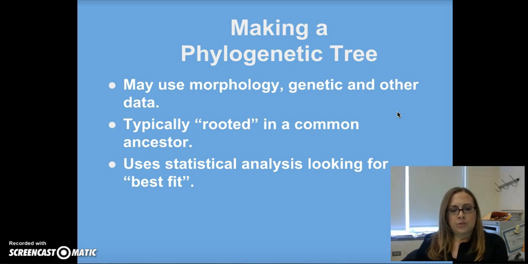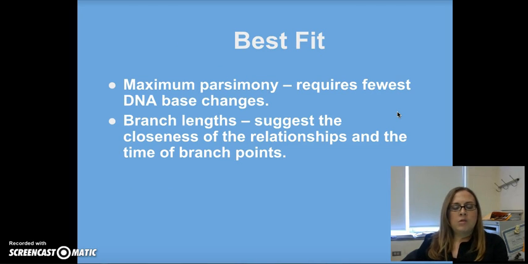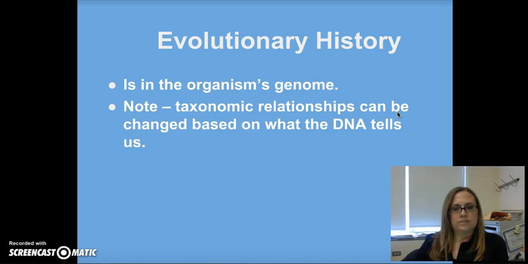We typically like to root them in a common ancestor, and then use statistical analysis looking for best fit. What we mean by best fit is something called maximum parsimony, and that requires the fewest DNA-based changes. We can also look at branch lengths that suggest the closeness of the relationships and the time of the branch points. So evolutionary history is in the organism's genome. That means we can look at the number of base pair changes, comparing one type of organism to another. Just a quick note that taxonomic relationships can be changed based on what DNA tells us.